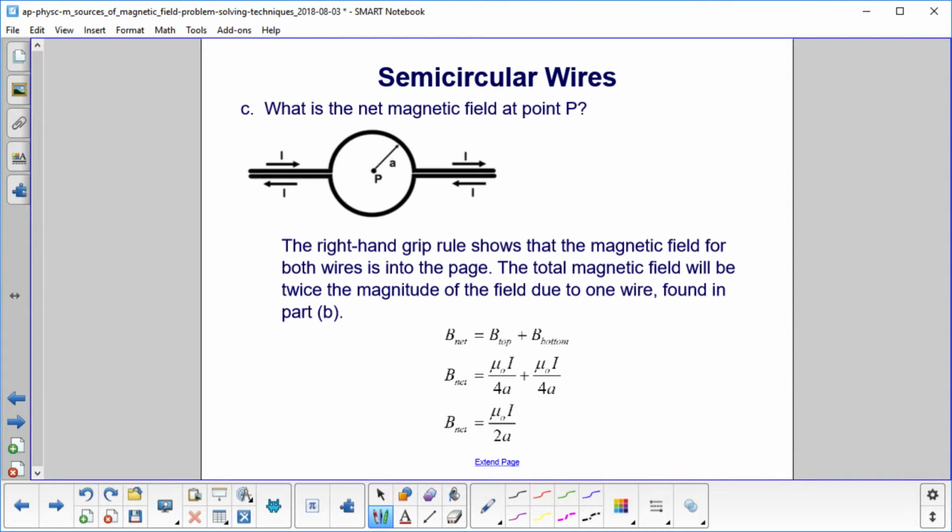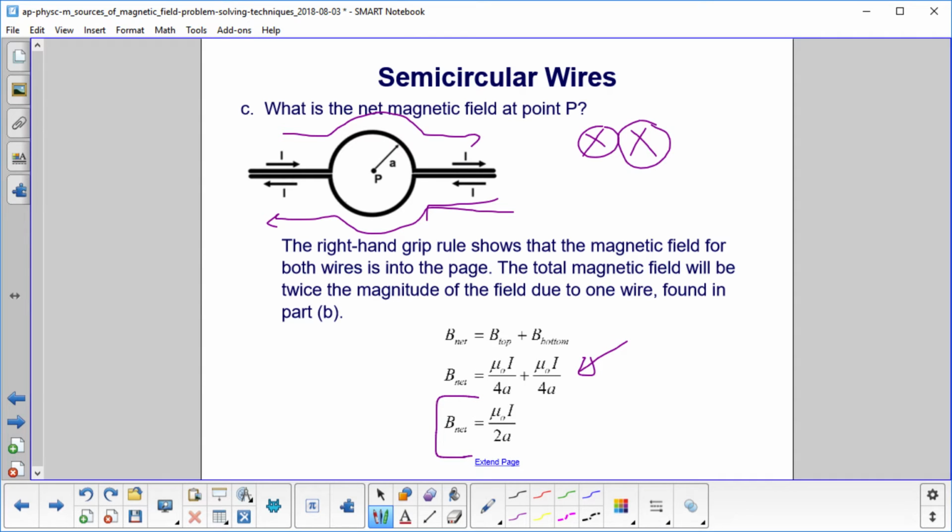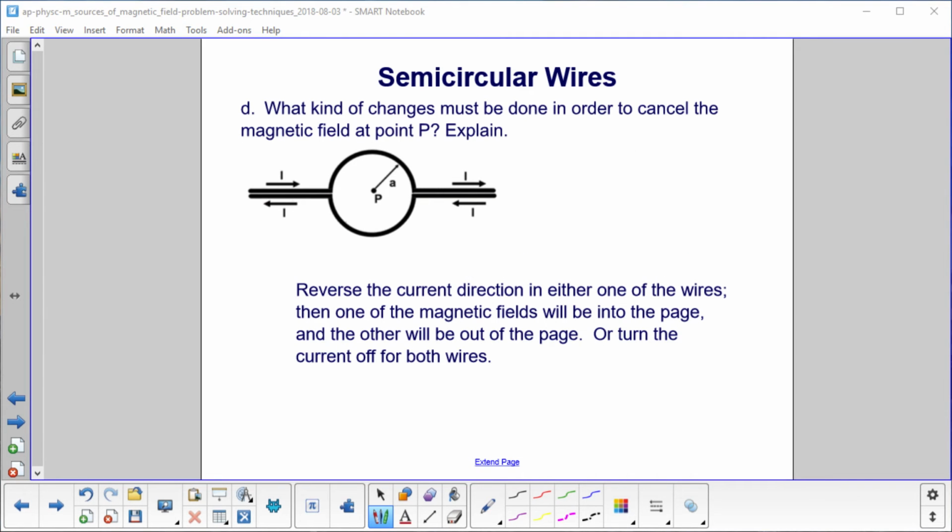What is the net magnetic field at point P, where we put a second wire in, where the current is going like this? Well, the right-hand grip rule showed that the top wire gives us a magnetic field into the page. And if you do the same thing with this wire, you also find the magnetic field going into the page. So the net will be the magnetic field due to the top plus the magnetic field due to the bottom. They both have the same magnitude, right? It's the same geometry. You add the two of them together and you get a net magnetic field of mu 0 I over 2a.